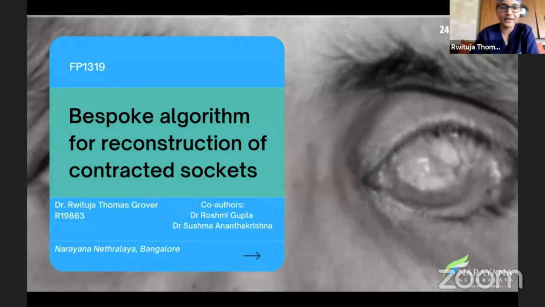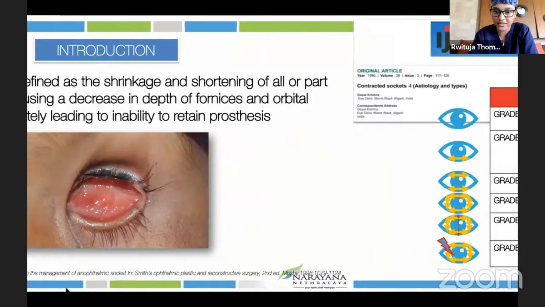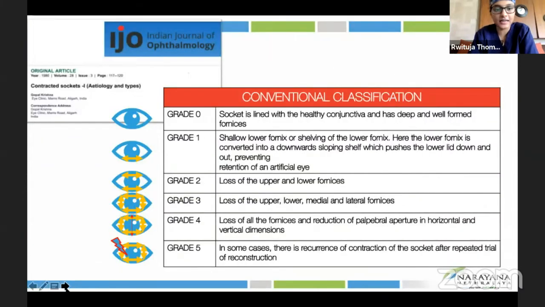So today I'll be talking about a bespoke algorithm for the reconstruction of contracted sockets. So we all know what a contracted socket is and what it entails. Basically, there is some loss of fornicial space, volume, surface, which leads to the inability to retain a prosthesis. However, the classical grading which has been present until now, the classical Gopal Krishna classification, quantifies only the fornix.